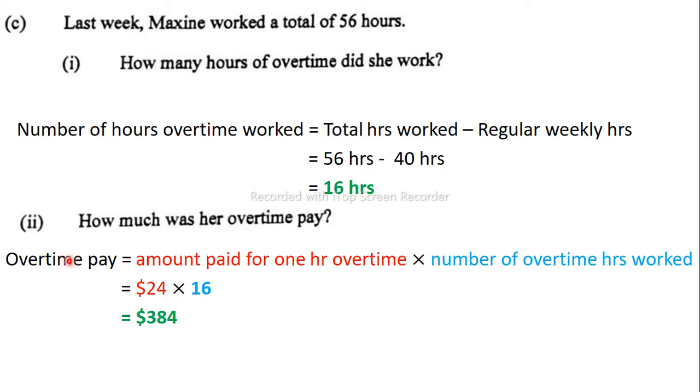Okay, so overtime pay is going to be equal to the amount paid for 1 hour overtime, which is $24, multiplied by the number of overtime hours that she worked, which is 16 hours, and it's going to give us $384. That's the amount that she gets for overtime.